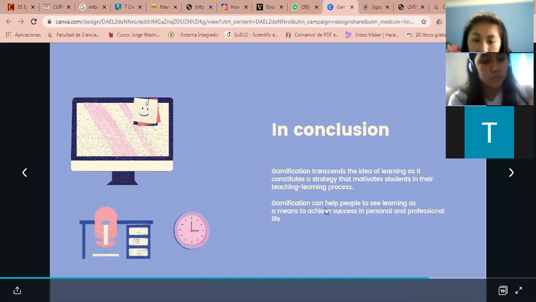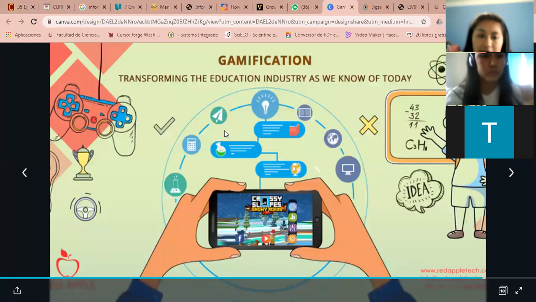And gamification can help people to see learning as a means to achieve success in personal and professional life. Remember that gamification is transforming the education industry as we know it today.